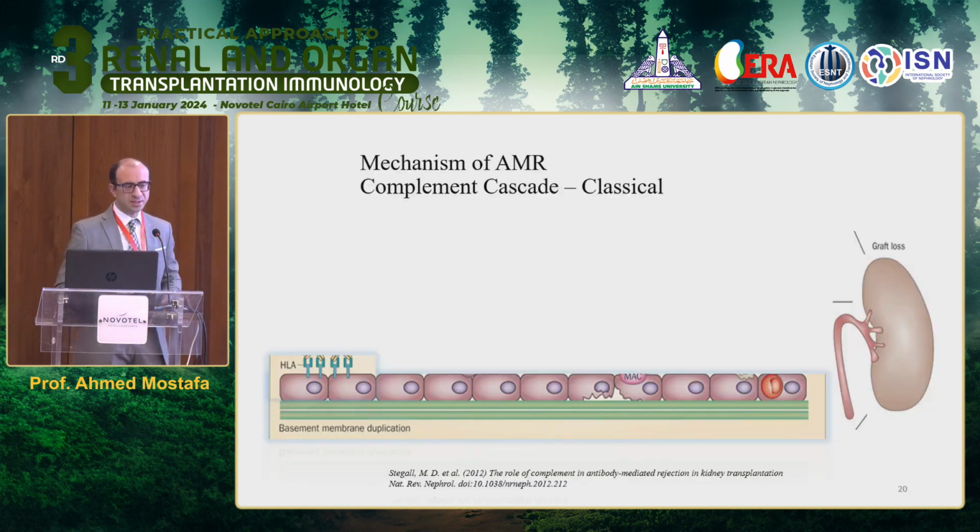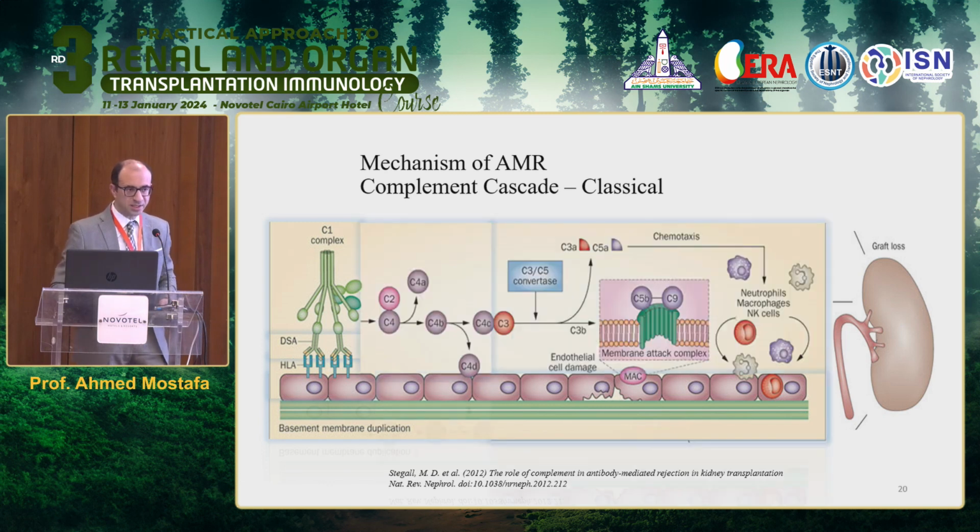So how does our system recognize that the kidney is foreign? As I mentioned before, HLA is expressed on all nucleated cells. So here you can have HLA, oh, I'm running out of time. This one is expressing HLA, so if a donor-specific antibody is formed against the HLA, it will bind to it. This will attract the complement cascade, and then this will result in destruction of the kidney.